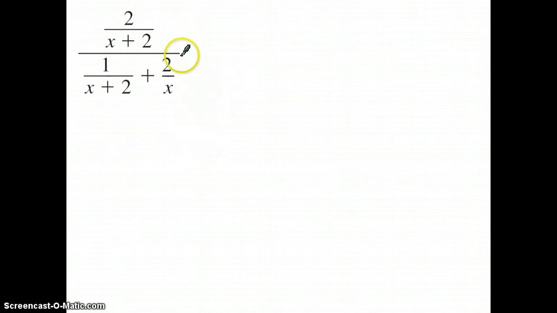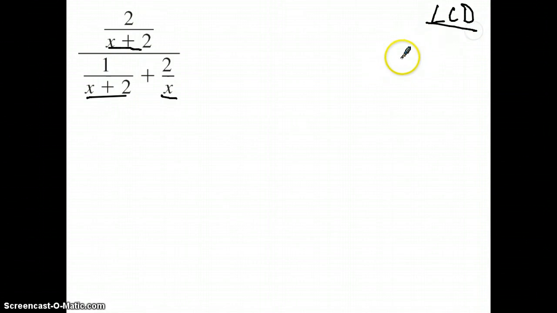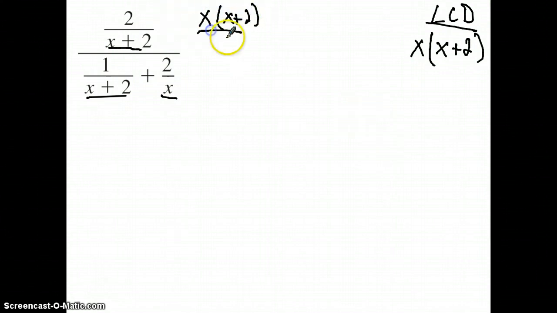Well, I'm going to show you a little quicker way that I think works a little easier and faster. So we're going to look at all the denominators, x plus 2, x plus 2, x, and find a common denominator from all of those denominators. Well, that's going to be x times the quantity x plus 2. Okay? We're going to multiply the top and the bottom by that.